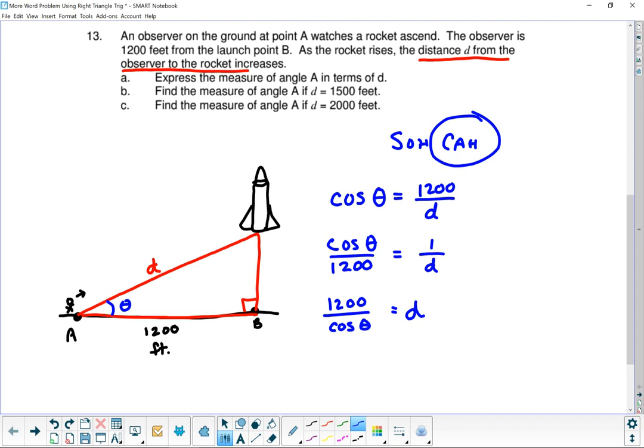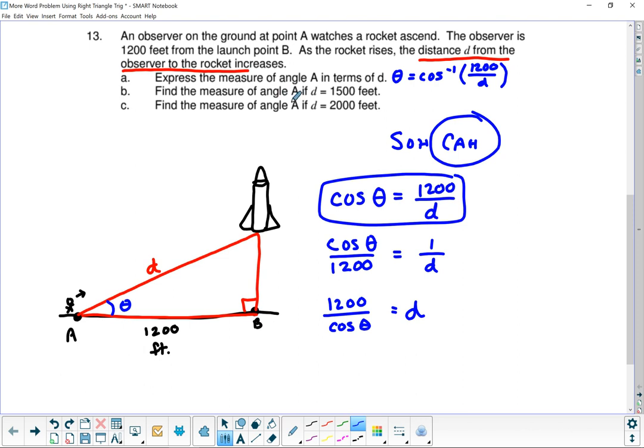So this is part A. If we want to find the angle theta, we use the inverse cosine. So theta equals cosine inverse of 1,200 over D. Okay, that's part A.